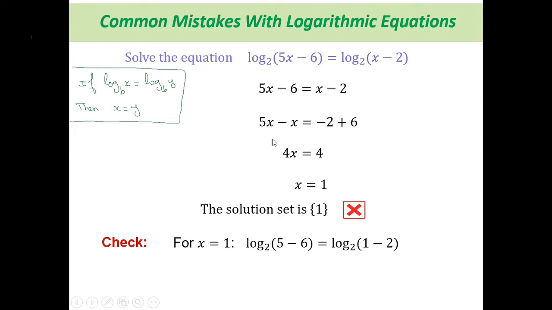We get log of (5 minus 6) equals log of (1 minus 2). We simplify. We get log of negative 1 equals log of negative 1. Now, since log of negative 1 is undefined, because we have a negative number here, x equals 1 is an eliminated solution, and in this case, we don't have any solutions.